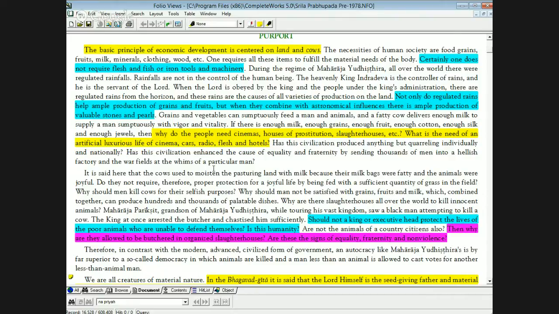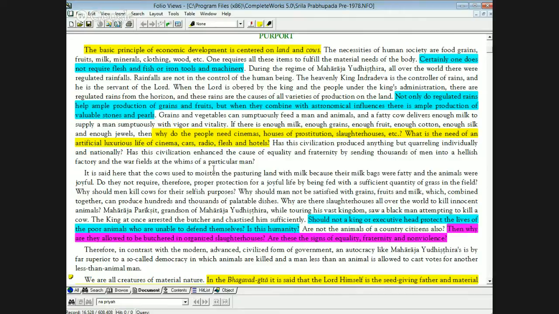Has civilization produced anything but quarreling, individually or nationally? Has civilization enhanced the cause of equality or fraternity by sending thousands of men into a hellish factory and the war fields at the whims of a particular man?